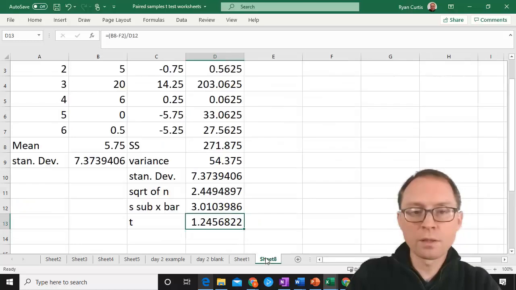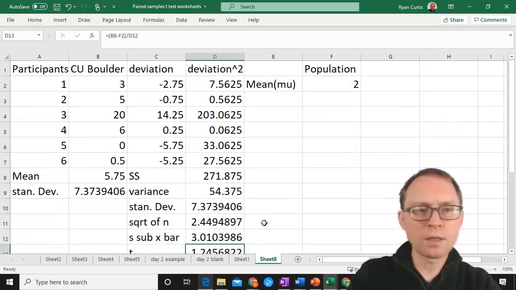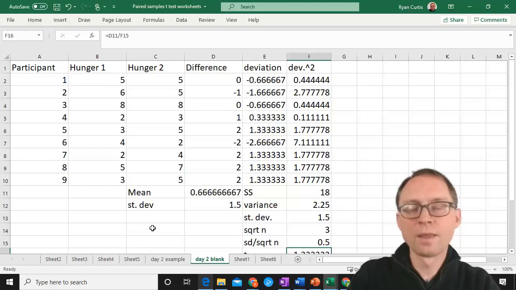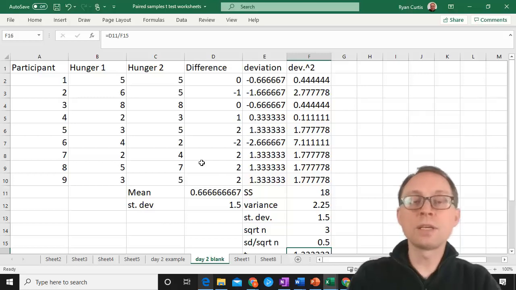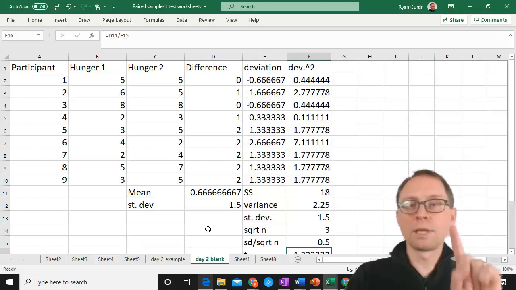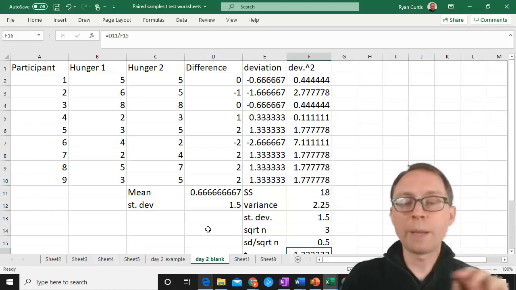Okay, now I want you to try it on your own, using these data. So my hypothesis is that listening to the psychology stats lectures makes people more hungry. So this is hunger before they listen to the lecture, hunger after they listen to the lecture. Here are the differences. Go ahead and calculate the estimated effect size, delta, and power.